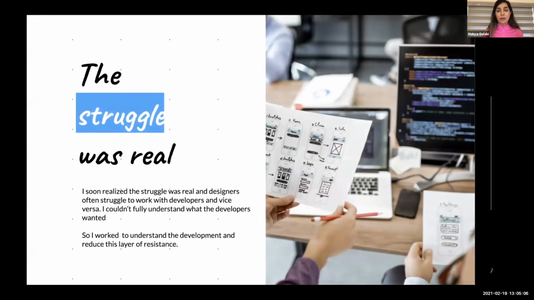So I soon realized that the problem and the struggle was real. I really couldn't understand how I should work with a developer. We had problems arising, and then every time I had to go and do this little mini fight with them because we really didn't get each other. And I understood that the problem is that we really don't know much about each other, and that was about 10 years ago. But since then, I started working to understand development a little bit more and reduce this layer of resistance between the two teams.